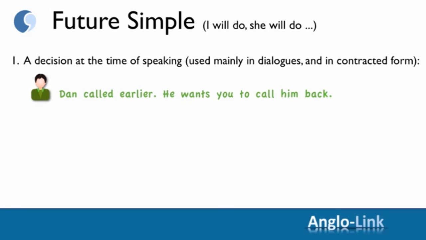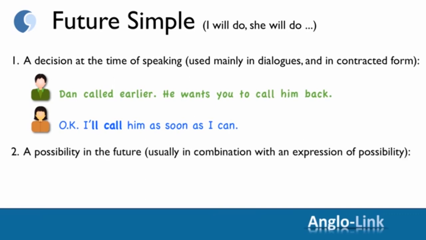Reacting to this sentence, the listener will say, okay, I'll call him as soon as I can. The second usage was for a possibility in the future, and usually you need to include an expression of possibility in your sentence. For example, I will probably call him this afternoon.